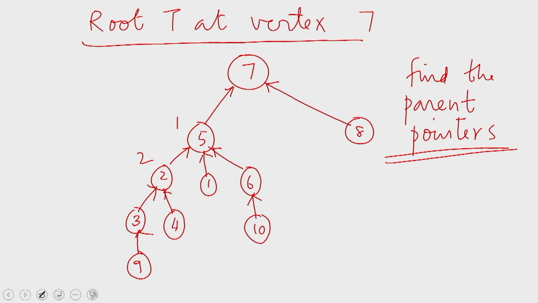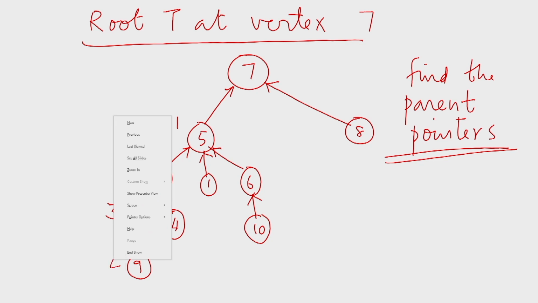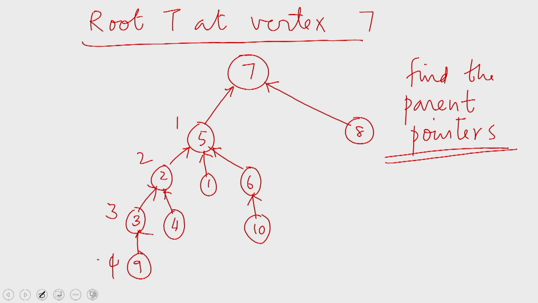When we come to vertex 3, our count is 3. When we come to vertex 9, our count is 4. And then when we go back to 3, we count down again. Our count is again 3, which matches the original count we had obtained. We go back to 2, our count is now 2. We go down, our count is 3 again. So, at vertex 4 also we get a count of 3.